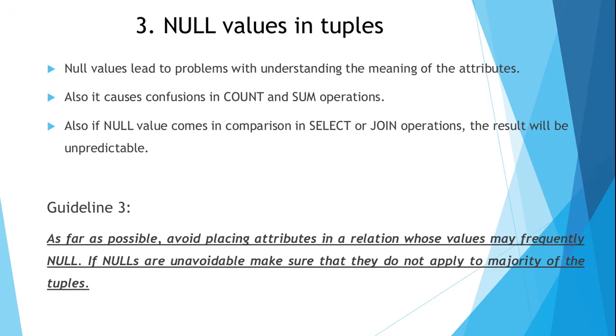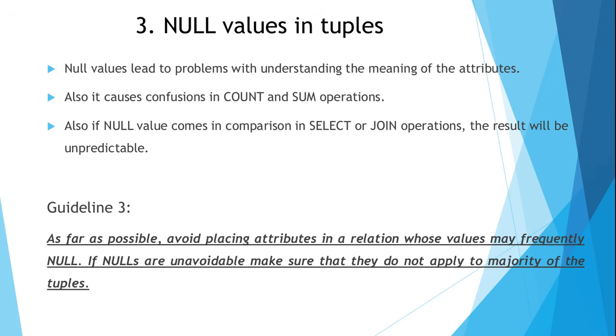Now the next point is null values in a tuple. We know that a null value in a tuple doesn't mean that the value is not there or the value is 0. That is not the meaning. Null value has different interpretations. That is, that value may not be applicable to that tuple, or the value may be unknown. Then we represent it by null values. So null values lead to problems with understanding the meaning of attributes. It's not clear what this null value represents.